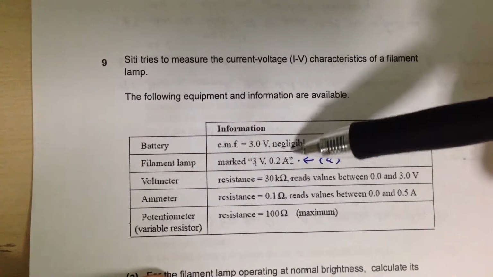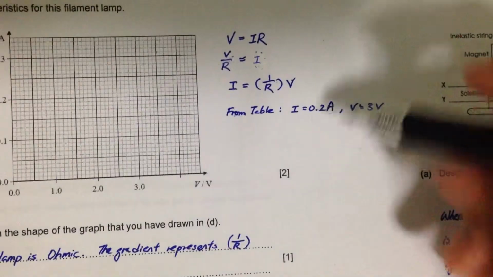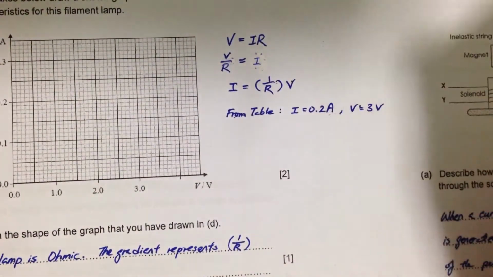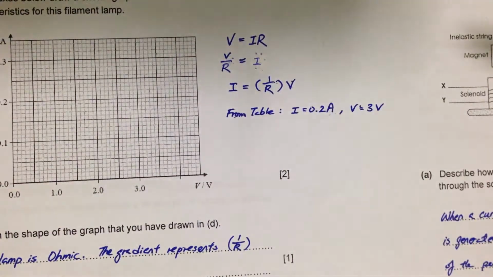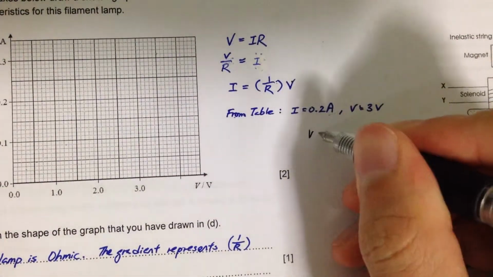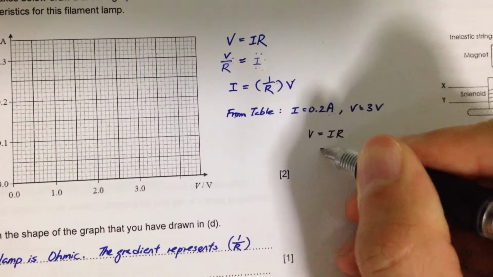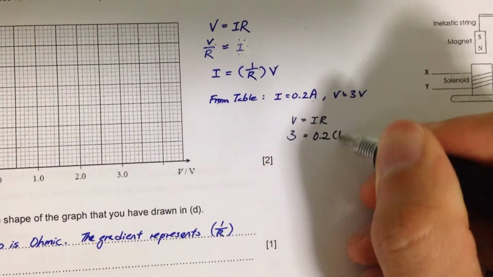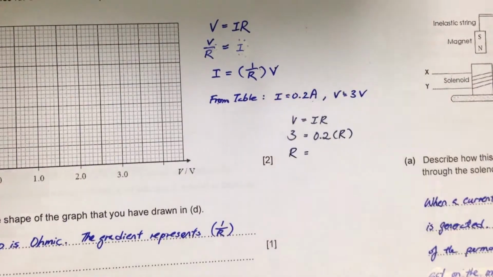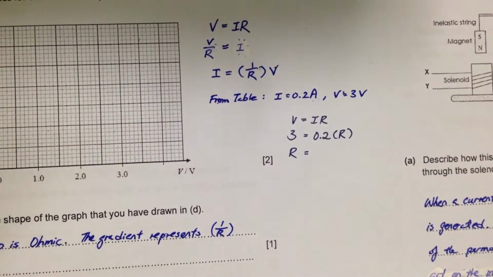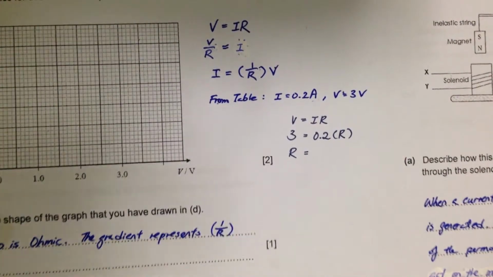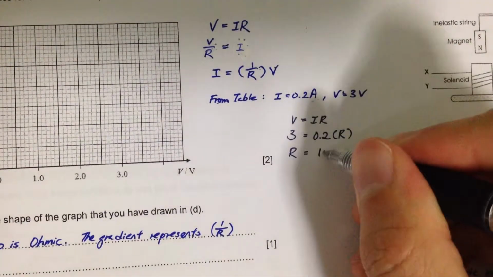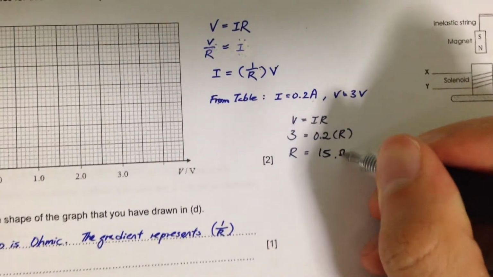Okay, anyway, so let's use this on here, and then you can actually find out what is your resistance. So go and use the formula, put in the value, and you'll be able to get 3 divided by 0.2, 15, this is around 15 ohm.